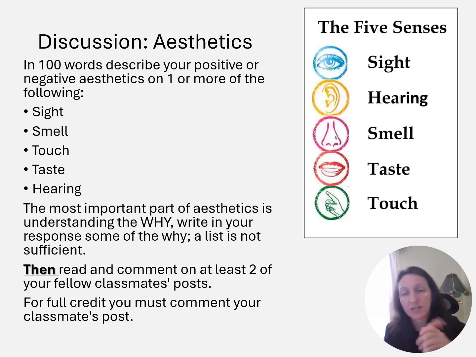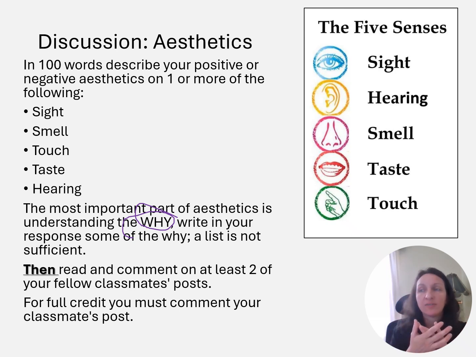That brings us to this week's discussion. It's kind of bouncing off last discussion where you introduced yourself. This is still a little bit more of, I want to know who you are. So you're going to give 100 words. You're going to describe a positive or negative aesthetic that you have on one or more of the following. So this is important. You cannot just list. You cannot be like, I like the sight of the rain and the smell of chicken and the touch of wool, whatever. You're not listing them like that. What's important for this is why. Why you like what you like.